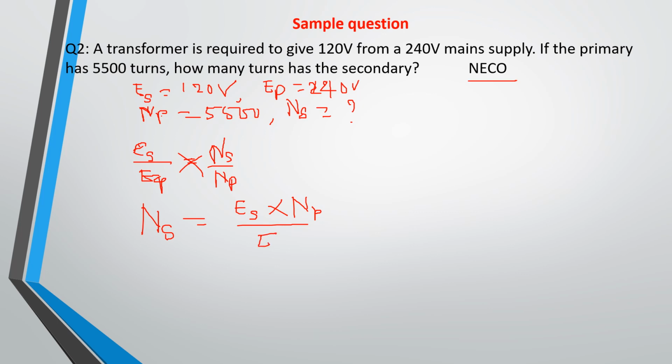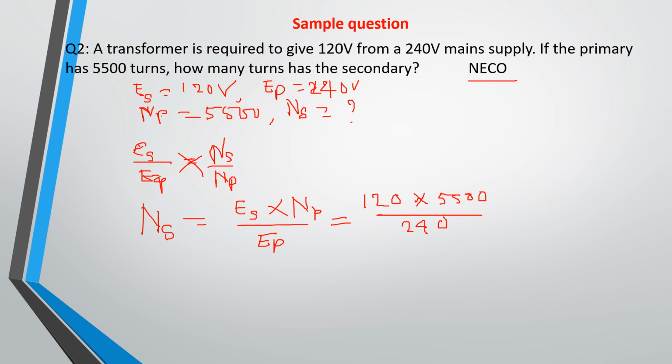All over that. Okay, so you substitute your value into this equation now. You have NS equals 120, NP, number of turns in the primary is 5,500 as given to us. Then electromotive force voltage in the primary is 240.